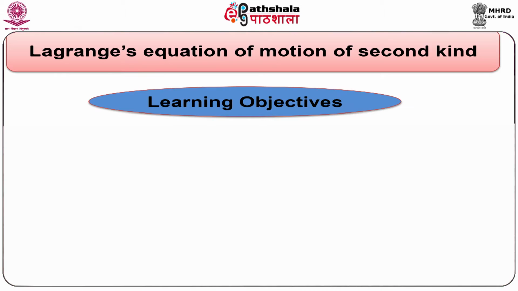Lagrange's equation of motion of first kind gives some way to overcome such situations, but it is a very tedious procedure. So we have to find some other way to overcome such situations, and we have to replace it by Lagrange's equation of motion of second kind. In this module, we shall discuss Lagrange's equation of motion of second kind.